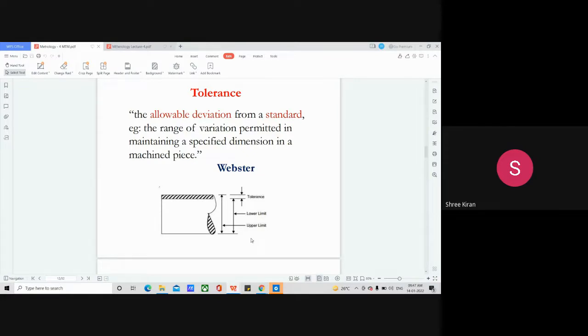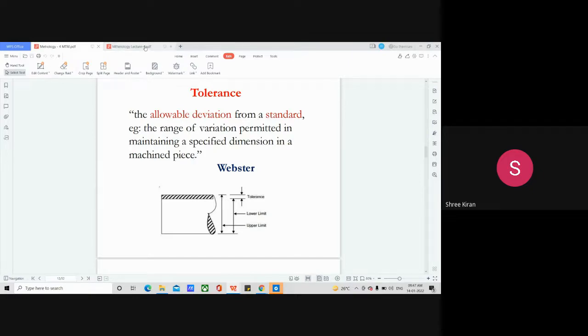The upper limit is the maximum limit and the lower limit is the minimum limit. If it exceeds the upper limit, it is not suitable, and if it descends below the lower limit, it is not suitable. The difference between the upper limit and the lower limit is called tolerance. That's the allowable deviation applicable for the purpose. In one phrase, the allowable deviation from a standard.